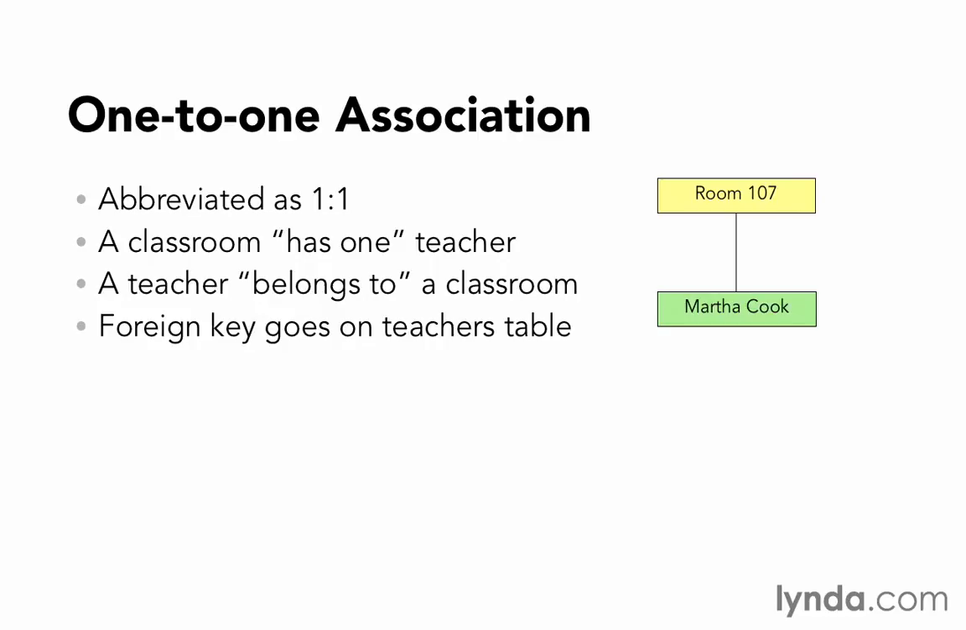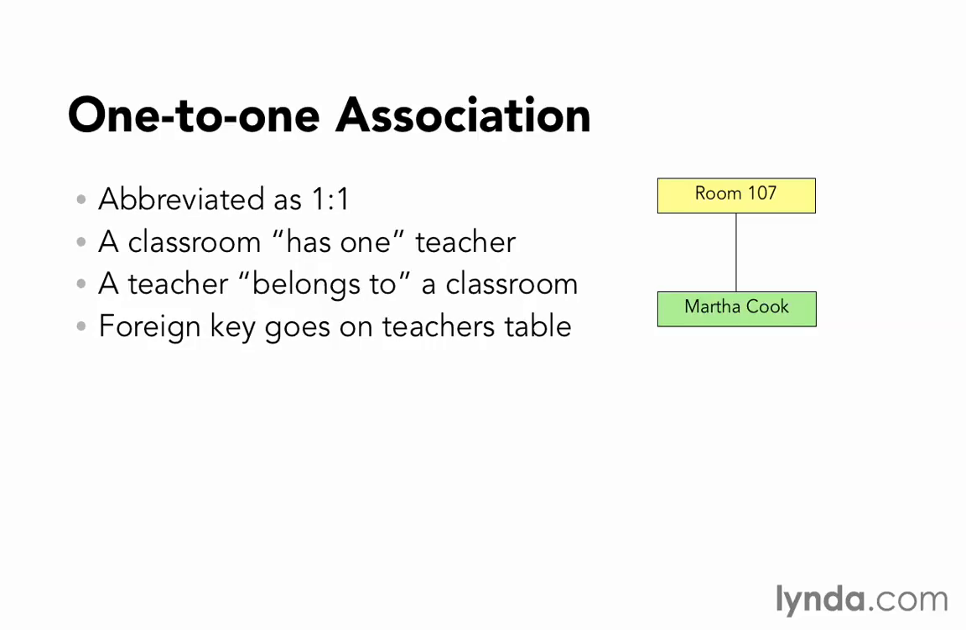We've got the parent, which is the classroom, room 107, and then the teacher, Martha Cook, which is the child record. So if we wanted to find out what classroom Martha Cook is in, we would look at the ID stored in that table, and then query the classroom's table for something with a matching ID. If we had a classroom and we wanted to find the related teacher, then we would query the teacher's table for a classroom ID that matched the current ID.